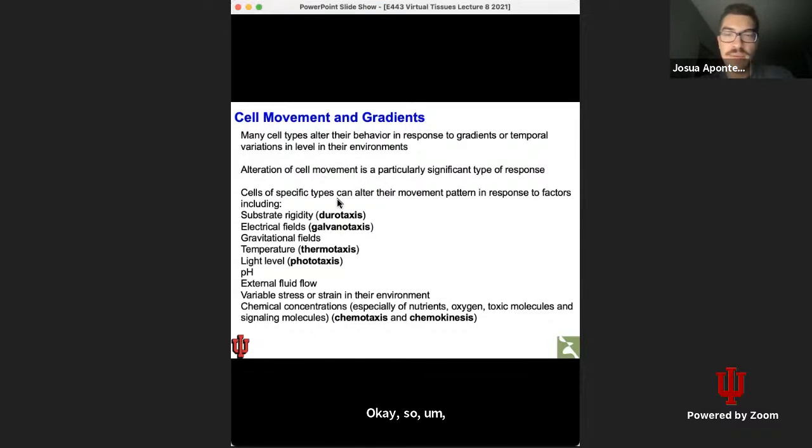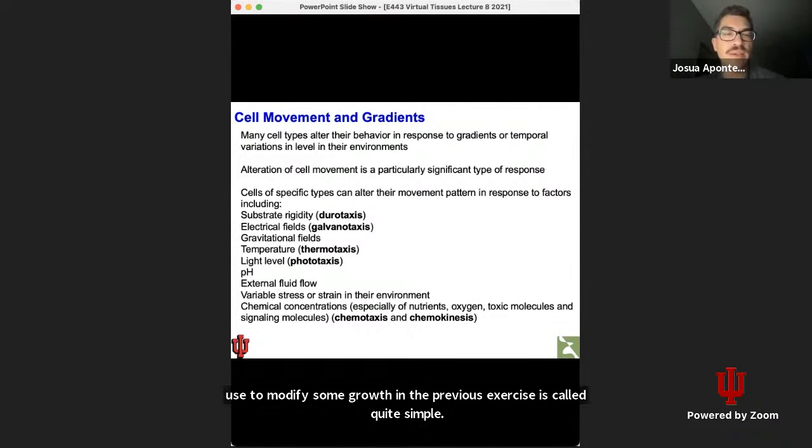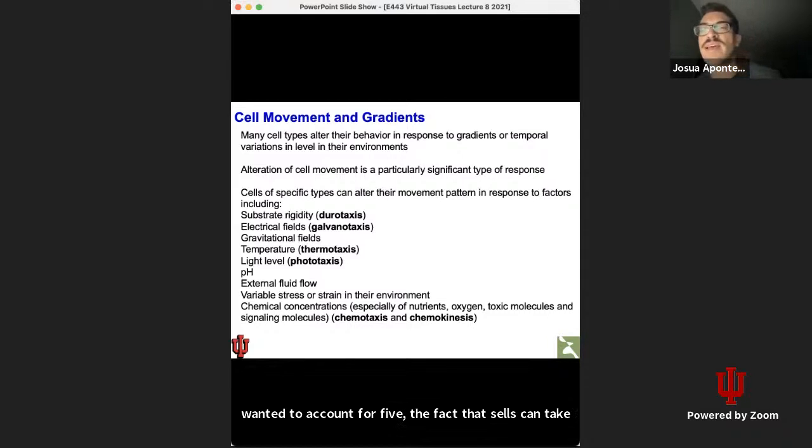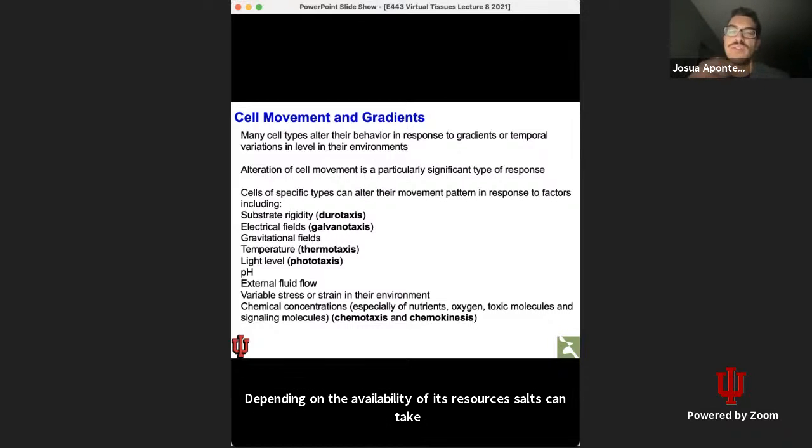I wanted to say that the function we use to modify cell growth in the previous exercise is quite simple. Basically, the growth rate is modified by a linear function of how much the cell is uptaking. But there are more complicated functions that we can also use to simulate the same effect, if we wanted to account for the fact that, depending on the availability of resources, cells can take up at maximum rates and so on.